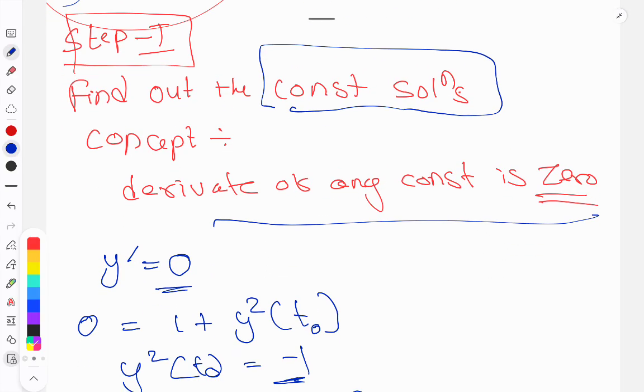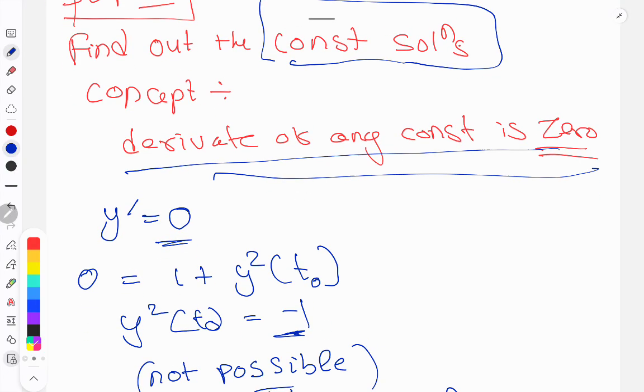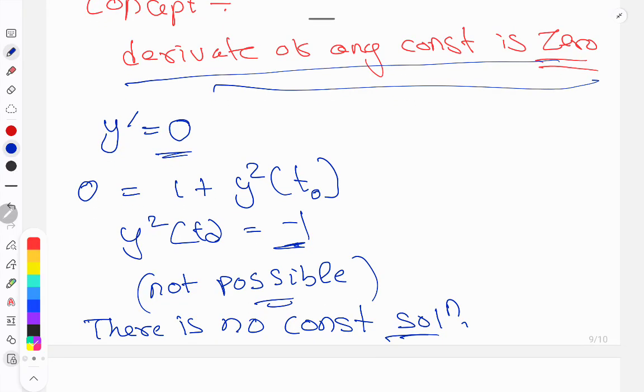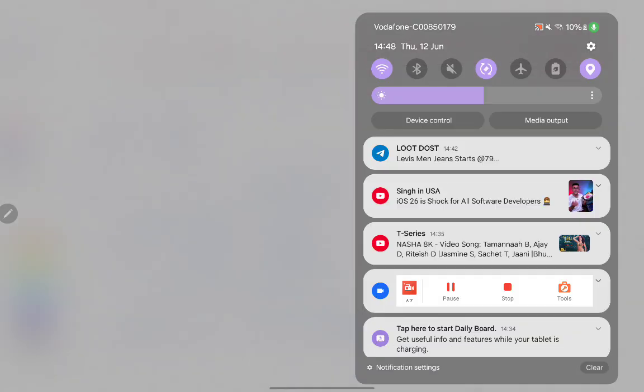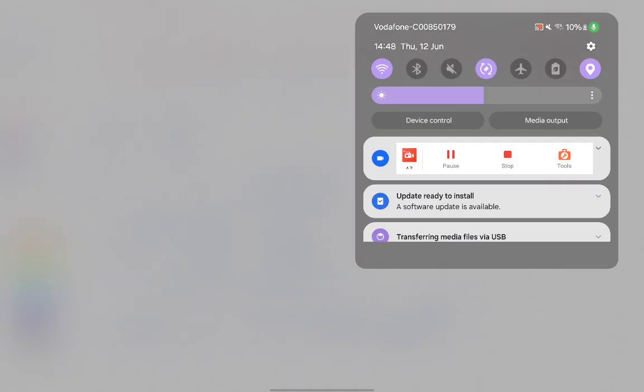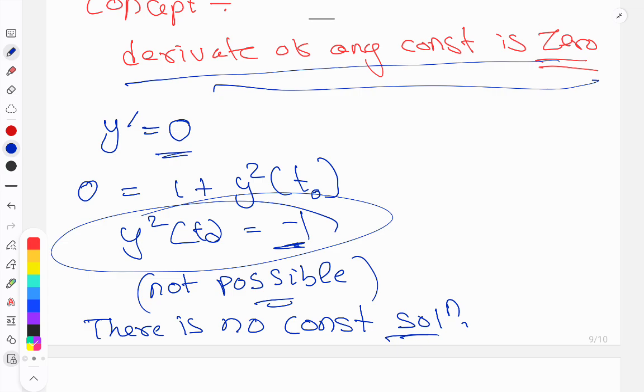And what is the concept behind finding the constant solution? The derivative of any constant will be 0. So just put y dash equal to 0. You will get the constant solutions. But here in this case, since we reached an impossible case, there is no constant solution. Yeah, so this was the first case.